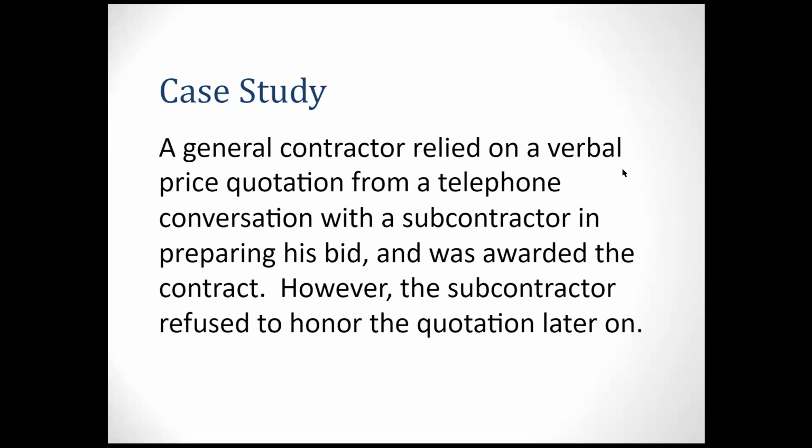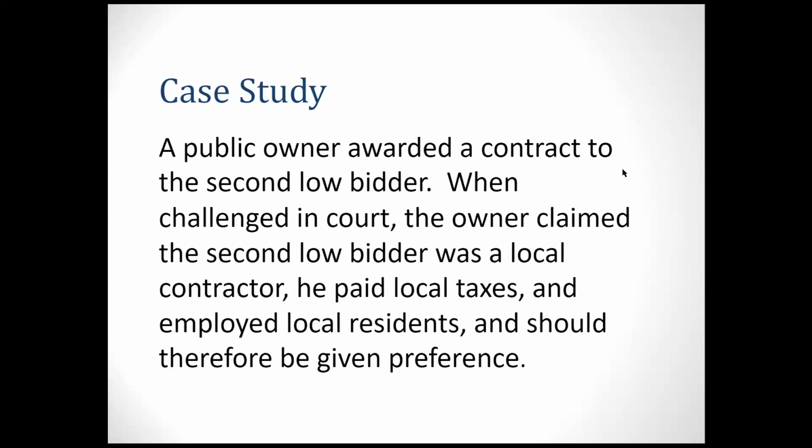All right. So the second case study: a public owner awarded a contract to the second low bidder. That is not usual, because normally public funding is given to the lowest one, right? So when challenged in the court, the owner claimed the second low bidder was a local contractor. He paid the local tax and employed the local residents and should therefore be given the preference. So is that okay?